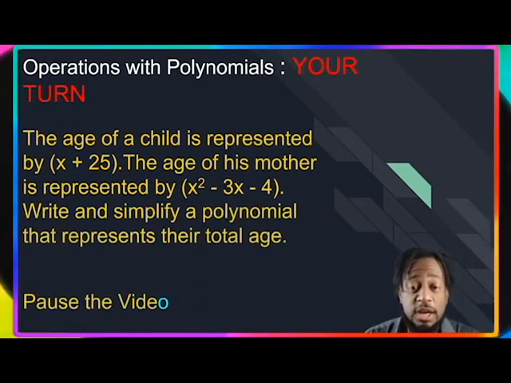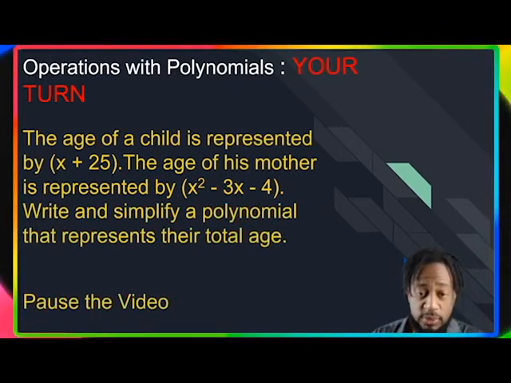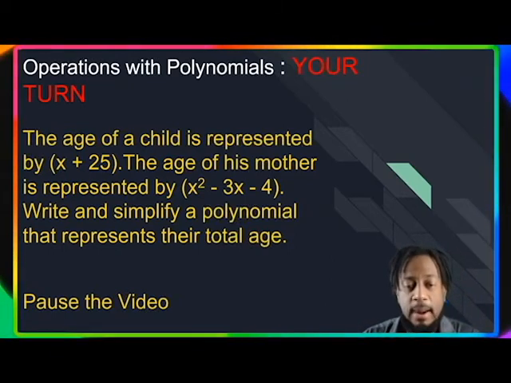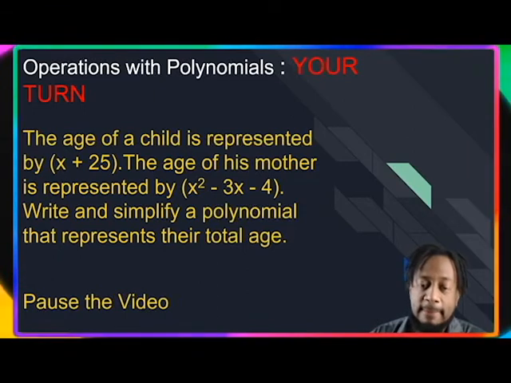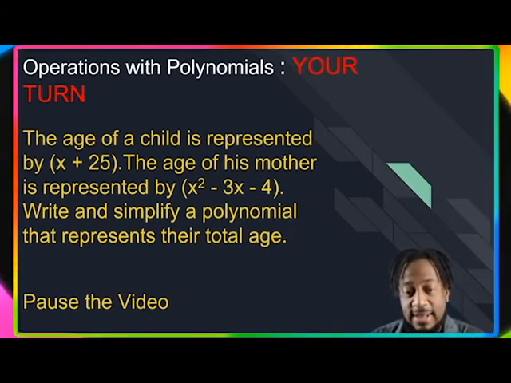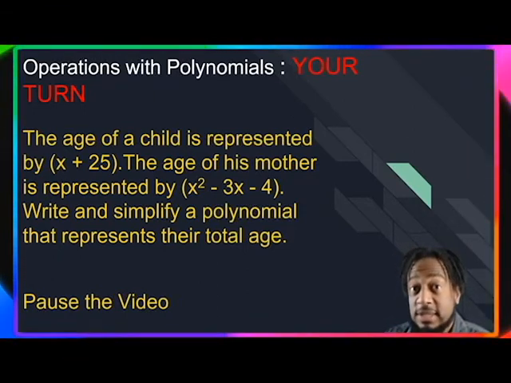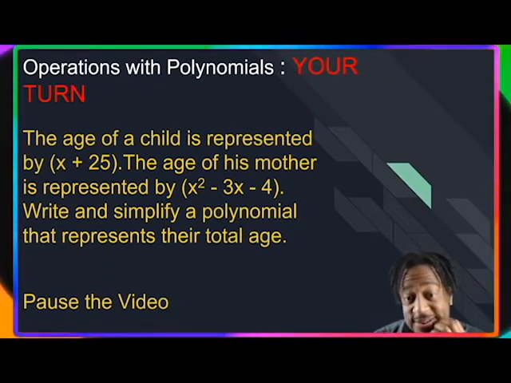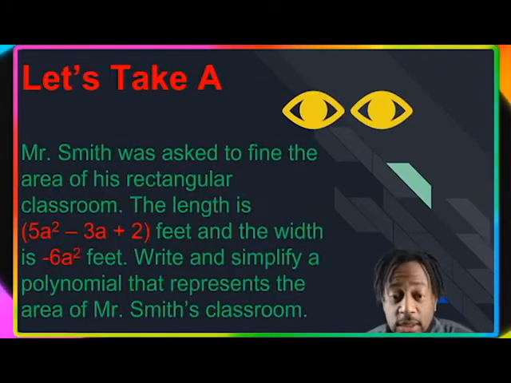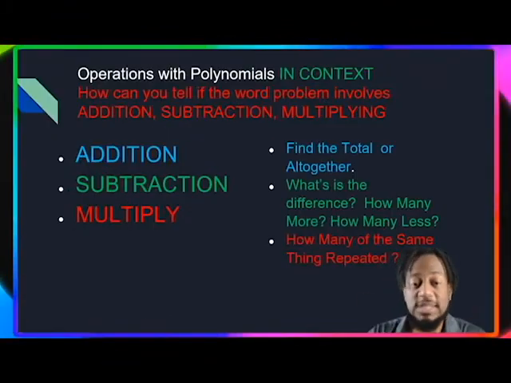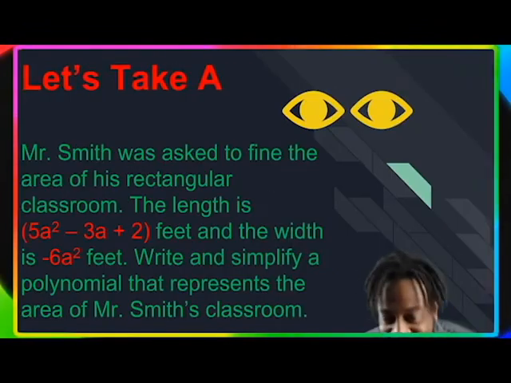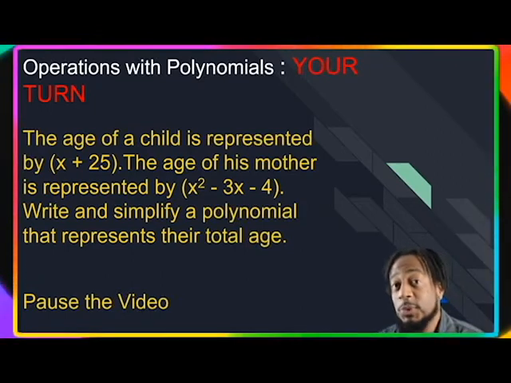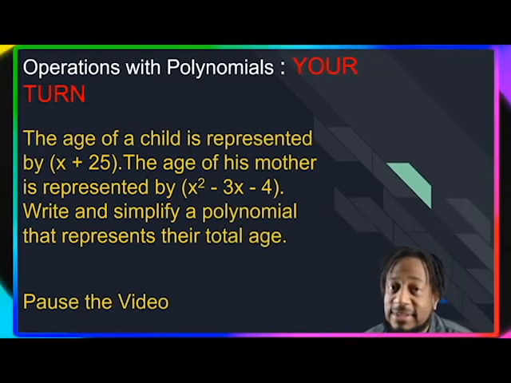The age of a child is represented by x plus 25. The age of his mother is represented by x squared minus 3x minus 4. Write and simplify the polynomial that represents their total age. Total age. Now, pause the video, do the problem, and I'm coming right back with the answer.